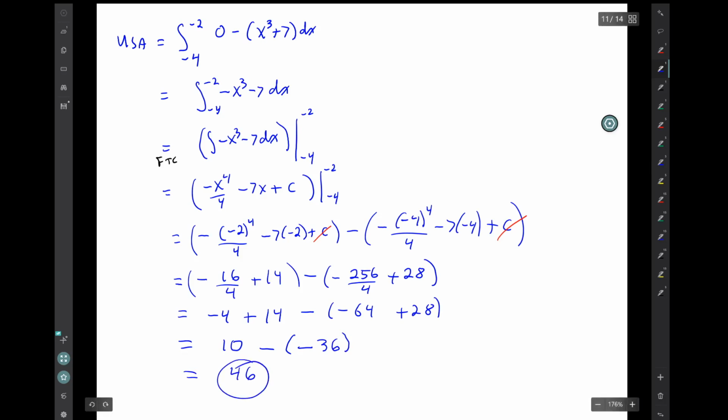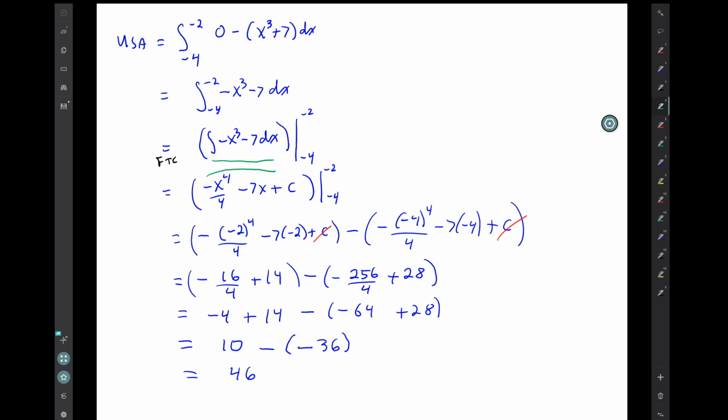There's our result. The number positive 46 is our unsigned area. Notice that I did the indefinite integral just right in line. I didn't bother doing that indefinite integral off to the side because we've done enough of these now that you should be able to do these faster without having to break off the integral off to the side. Well, I mean, you should be able to follow my work when I do that.